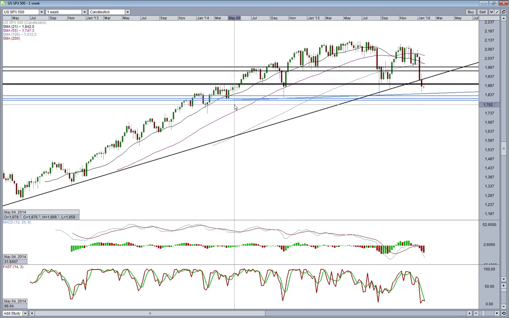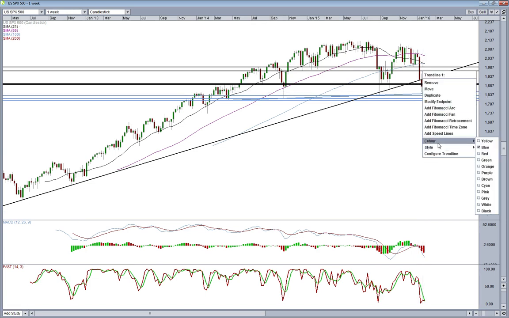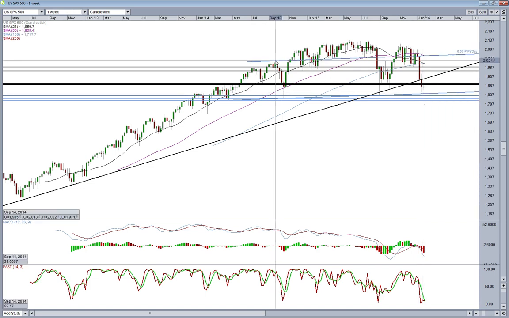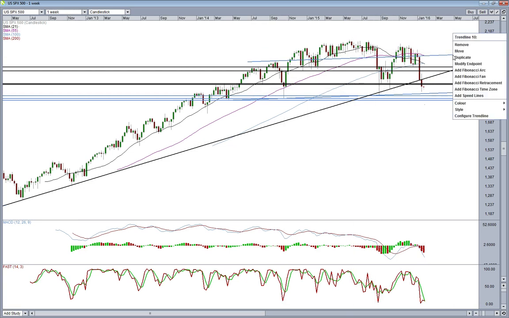Personally, I think this is more of a triple top. It's not perfect by any stretch of the imagination, but you've got these three key points here, which I think is the neckline of whatever formation this is, whether you want to call it a triple top or a head and shoulders. If we duplicate this trend line, see, it's not perfect, and I'm not claiming it to be.